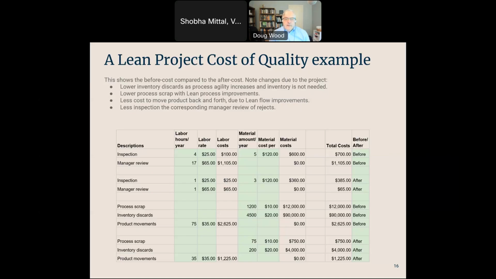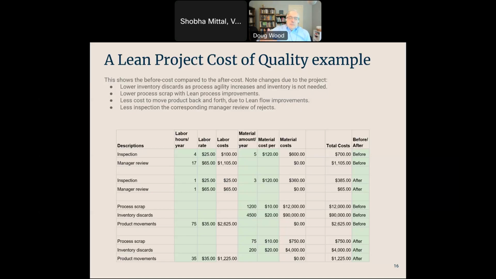Now, we have some after costs we've added though. Process scrap went from 1,200 down to 75 because of process improvements. Inventory discards went from 4,500 down to 200. Well, that's an impact of lean. You'd have to measure that, what's been going on. Your product movements, they cut it more than half, from 75 down to 35. There were also changes made in inspection. We've gone down to one inspection now and only one manager review because they've streamlined that operation.